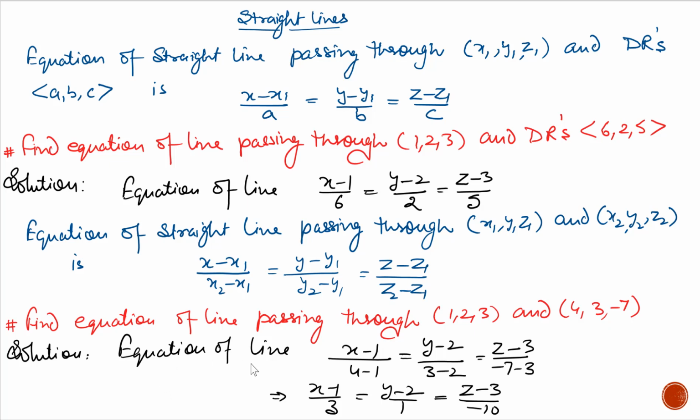Equation of line is (x minus x1) upon (x2 minus x1), (y minus y1) upon (y2 minus y1), (z minus z1) upon (z2 minus z1), and after putting the value of x1, y1, z1 and x2, y2, z2, we will get the equation of line (x minus 1) upon 3 equal to (y minus 2) upon 1 equal to (z minus 3) upon minus 10.